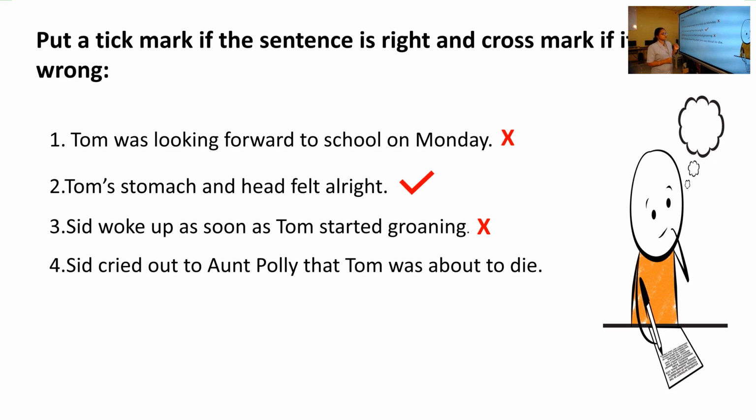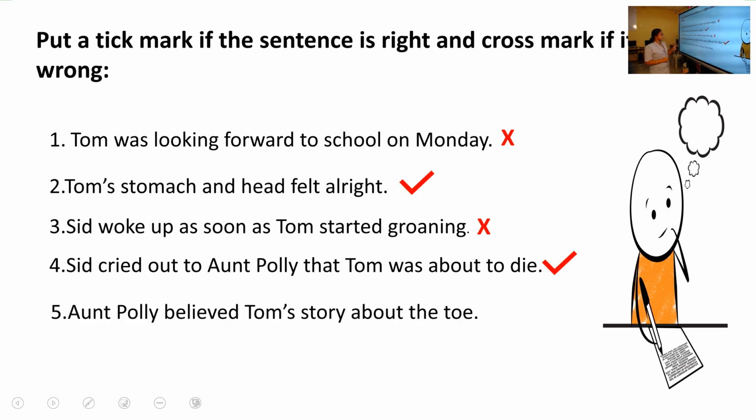Sid cried out to Aunt Polly that Tom was about to die. That is why the aunt comes straight away up the stairs, isn't it? She comes climbing the stairs when she hears from Sid that Tom was about to die. That's right. Extremely correct. Now your last question.